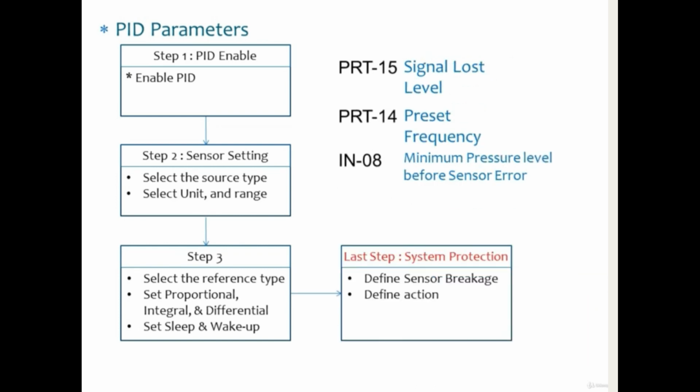Now we are all set to operate, but this last step should be considered. This step is about the safety of our system. In case the sensor loses its connection with the drive, then what will be the action? You need to decide the suitable action. You need the pump to stop and the drive to indicate an alarm, or you need the pump to stay at a fixed speed. Sensor losing its connection could mean either the sensor is out of service, or the power supply is dead, or there is a broken wire or loose connection.